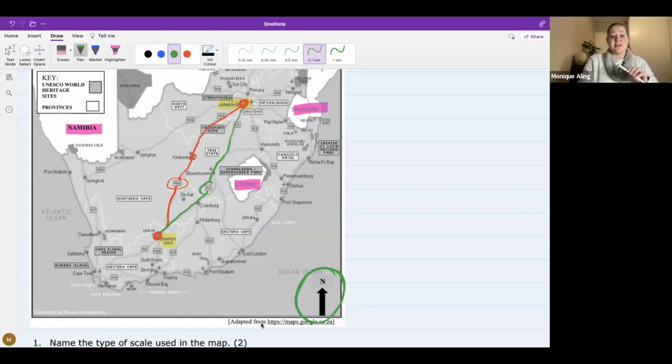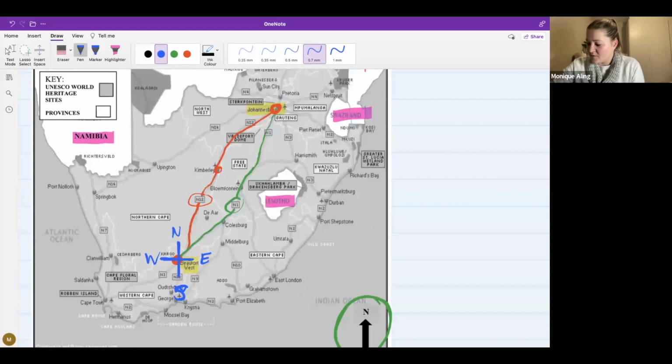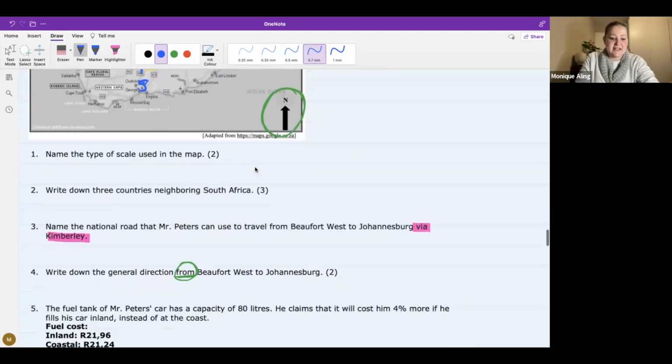Okay, and if you are still unsure about these types of things, always draw your compass on the point that you're starting from. Remember, wherever the word from is, that's where you're starting. So we're starting from Beaufort West. Draw your little compass. And Joburg is in a northeast direction. And most of you, well, all of you got that. Well done. So directions, you guys have got down to a T.